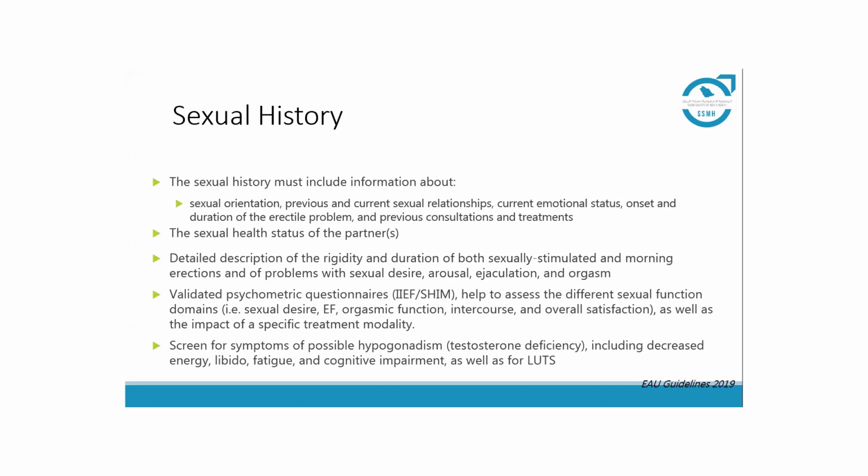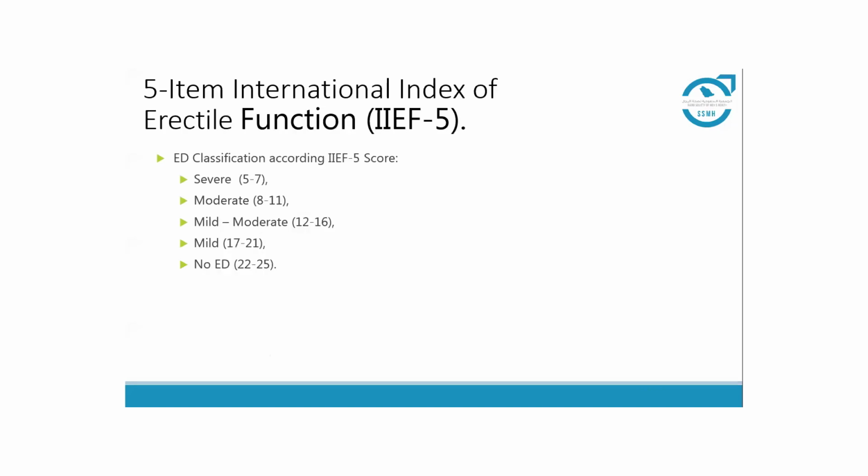The fourth point is the questionnaires. Sometimes using a questionnaire, especially in a very busy clinic, is time consuming and not all people will use it. However, it's very important to know what's in the questionnaire so we can ask in the proper way and grade the degree of their erectile dysfunction. The last component to ask about is the symptoms of late onset hypogonadism, or hypogonadism in general, which may include decreased energy, libido, fatigability, and cognitive impairment, as well as urinary tract symptoms.